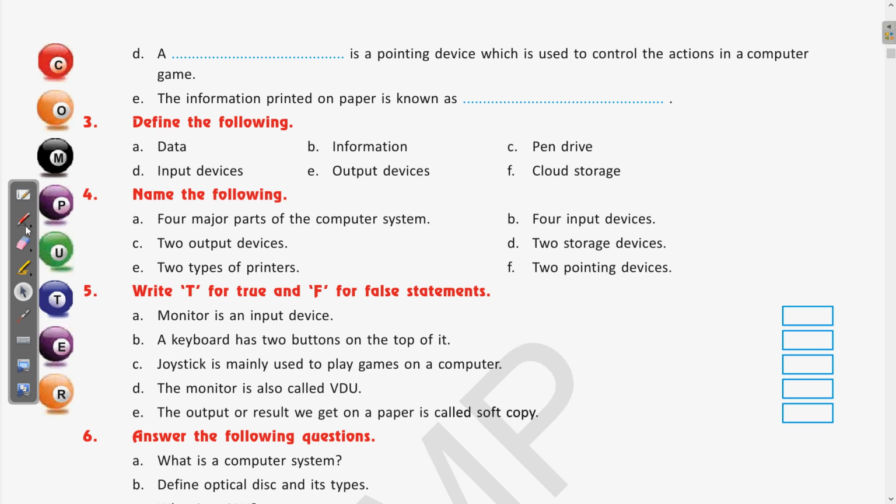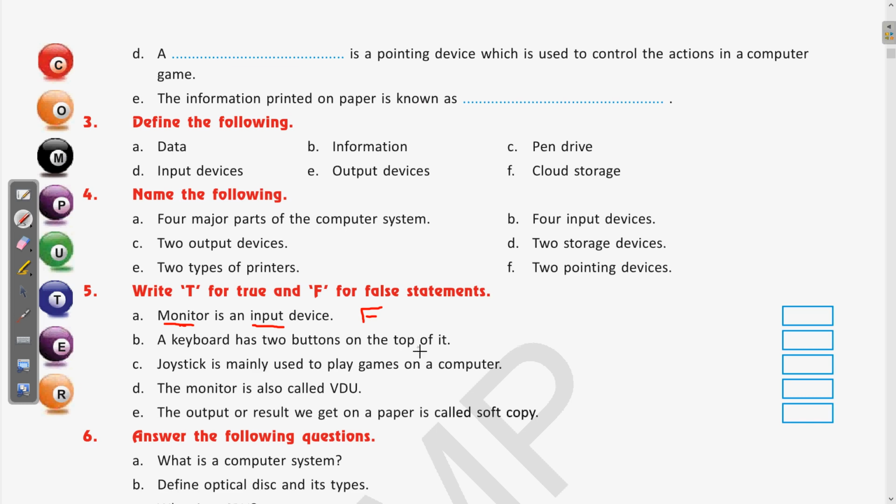Now let us see the true false questions. The first question is: monitor is an input device. Is it true? Do we give instructions to the computer using the monitor? No. The monitor is the output device, but here it is written input device. So this answer will be false. I hope this is clear.